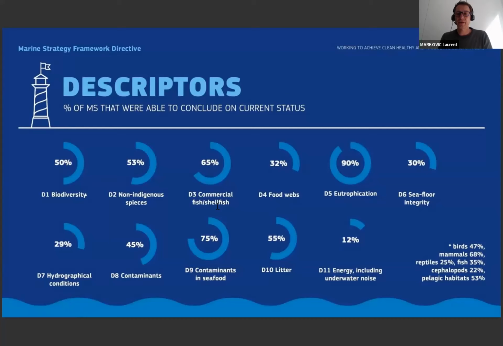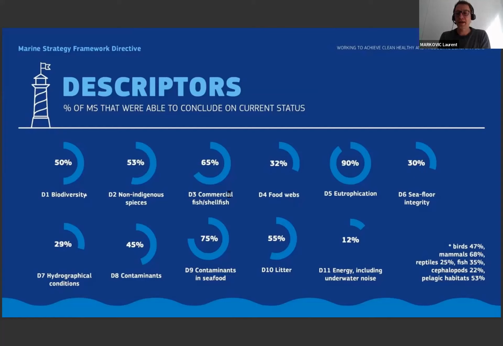Okay, here you have the list of the 11 descriptors and the level to which the member states, so all the coastal, the 23 or 22 member states as a whole, could conclude on the status of their marine waters in relation to good environmental status. As you can see, we have a mixed picture for some of the descriptors. For instance, D5 eutrophication. It's been a long-studied subject, of course, and you also have variations across the marine waters. Obviously in the Baltic, eutrophication is a very big issue. It's a bit less so in other EU waters, but as you can see, 90% of the member states could conclude on where they stand relative to good environmental status for eutrophication. And it's because there's a long history of studying this subject.